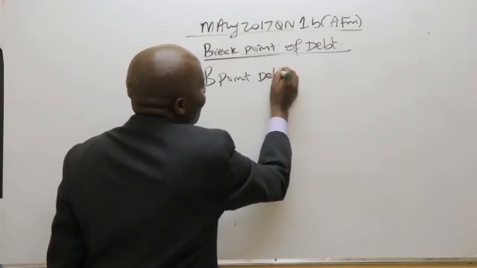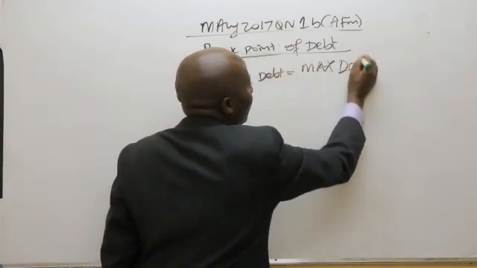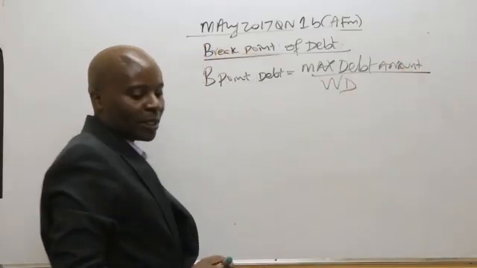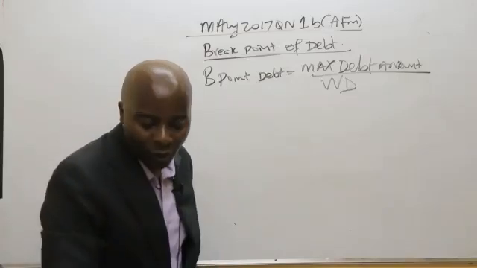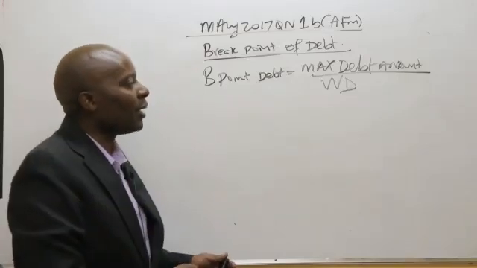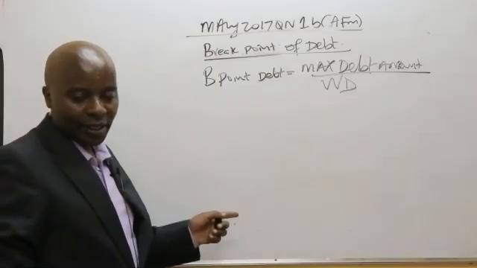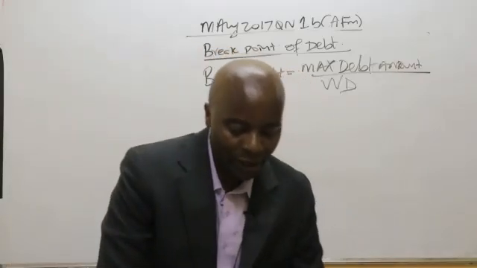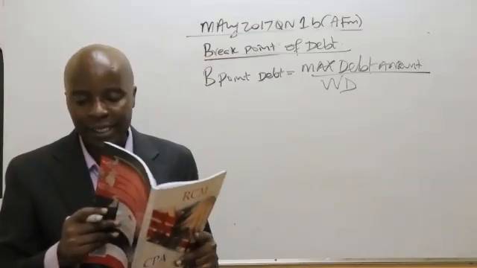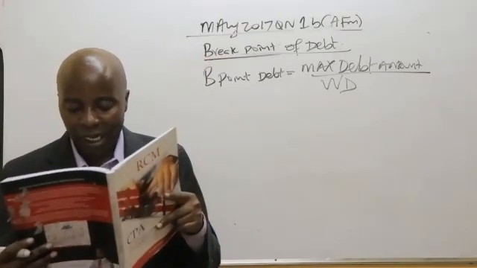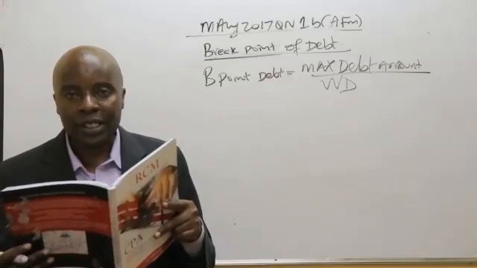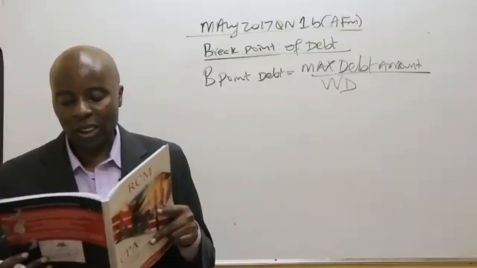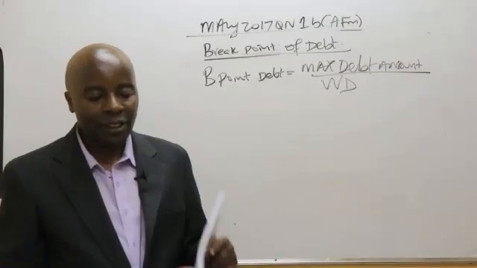The breakpoint of debt will be equal to the maximum debt amount all over the weight of debt. I can see I have got 3 debt instruments there. Ladies and gentlemen, the debt instruments which I have here, I can see from the second table under loan instruments, loan amounts: a 9% debt instrument, an 11% debt instrument, and a 13% debt instrument.